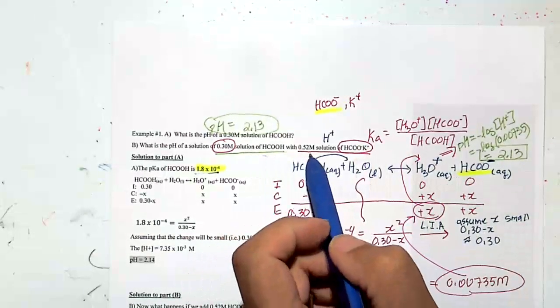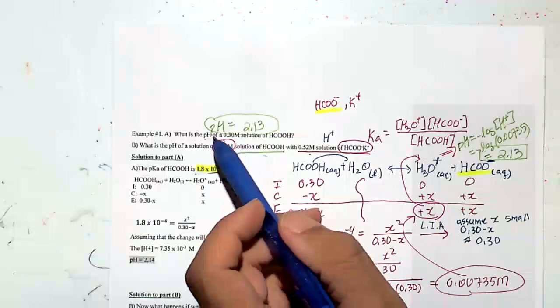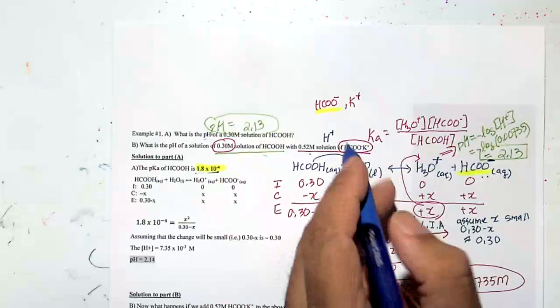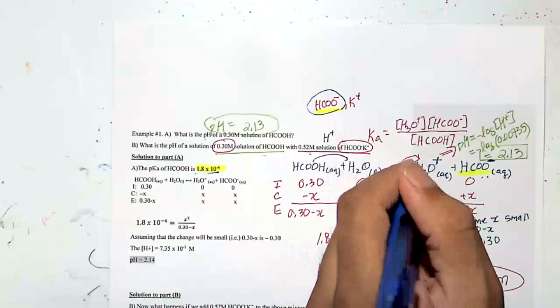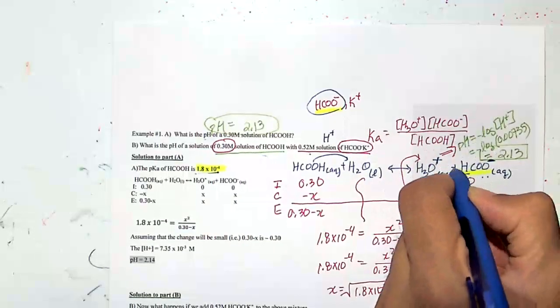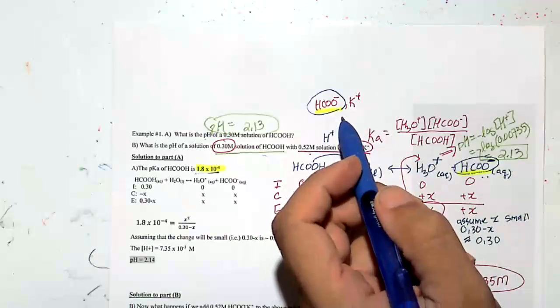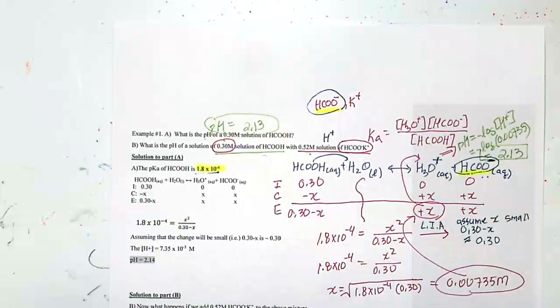Alright, so in part B we add 0.52 molar potassium formate to 0.3 molar formic acid. What's the common ion here? Formate. So we're adding more formate, which is HCOO minus. This reaction already has formate, HCOO minus, so what will the common ion do? It will suppress ionization.